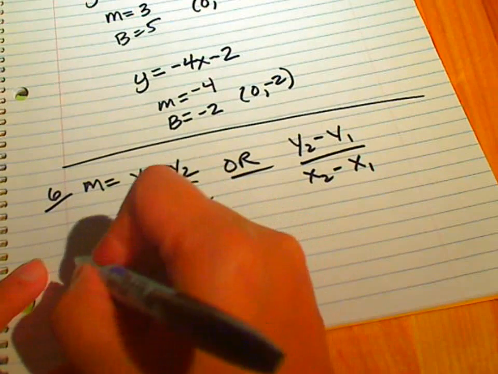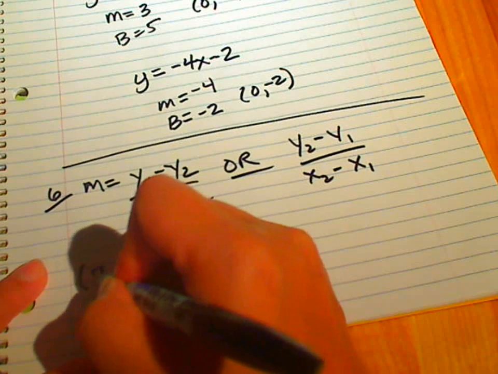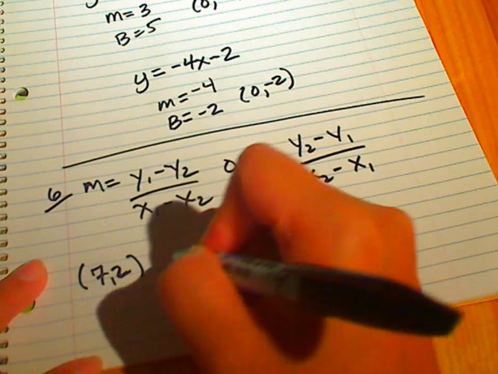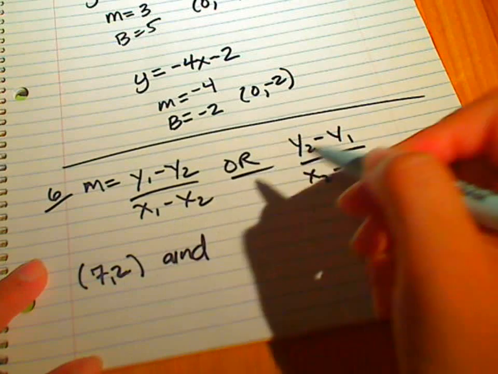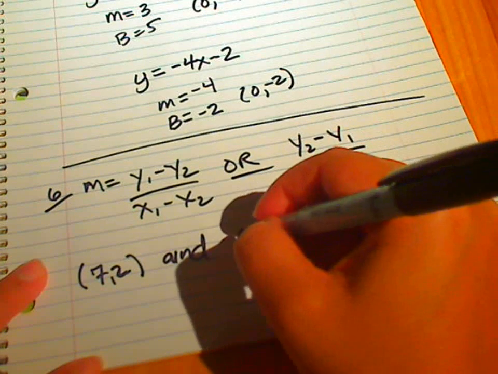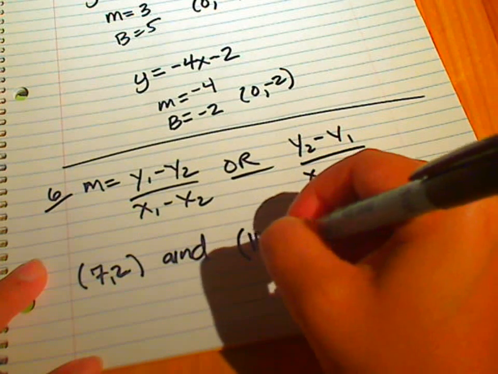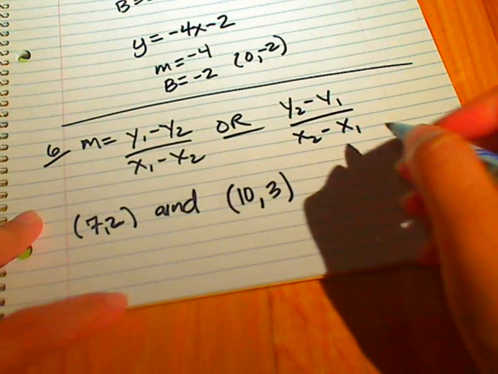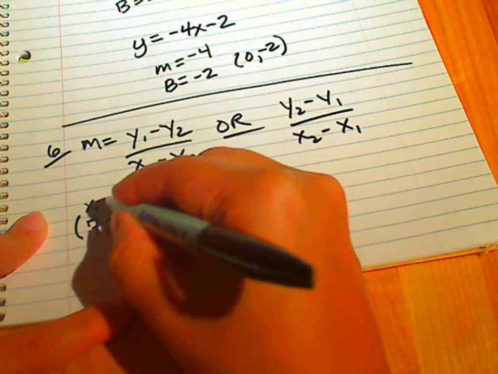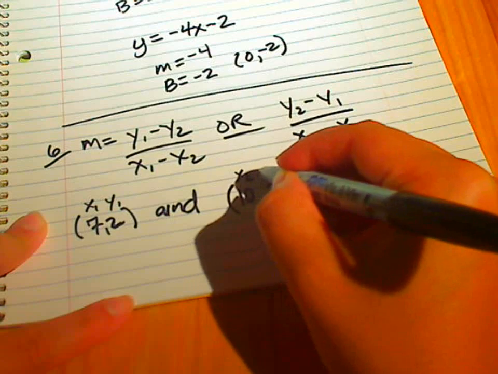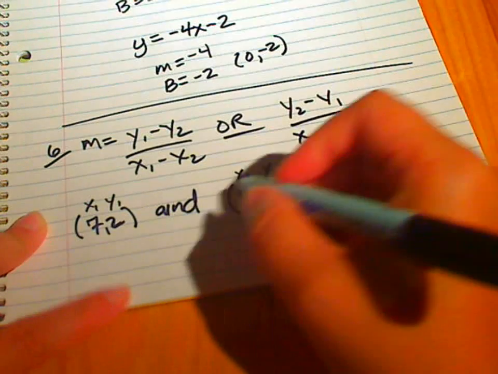Number 6 says calculate the slope. So if I'm going to pick some numbers, (7, 2) and (10, 3). What's going to happen is I have an x1, I have a y1, I have an x2, and I have a y2. I'm just going to plug it in.